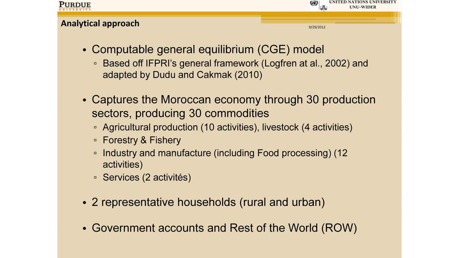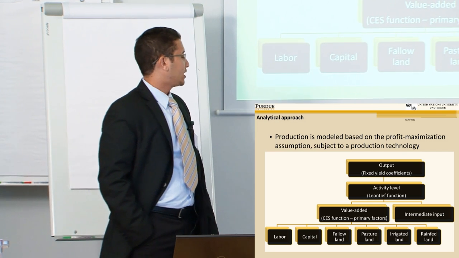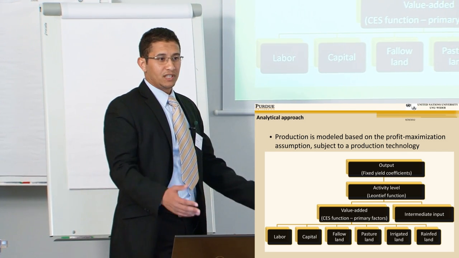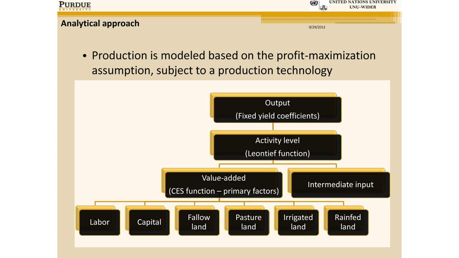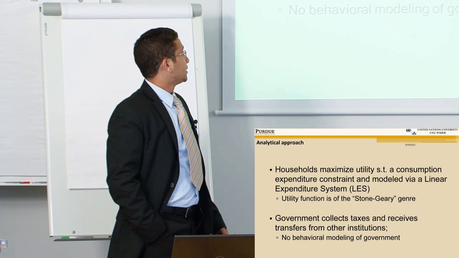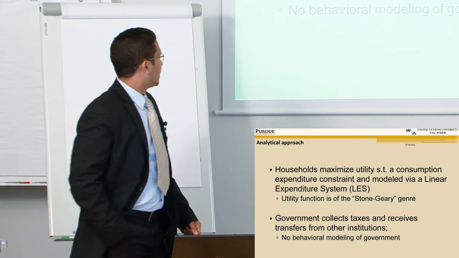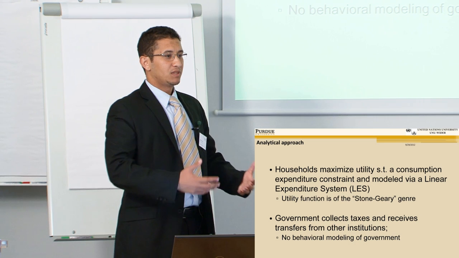Households are represented by 2 representative households. We captured the rural and urban households, and they are basically regionalized in Morocco, and the government accounts and the rest of the world, of course. Production is modeled as a profit maximization problem, where producers try to maximize their profit subject to a technology constraint, a production constraint, using a set of primary factors of production: labor, capital, and different land categories. Households maximize utility subject to a consumption expenditure constraint, and government basically collects tax. There is no behavioral modeling of government.